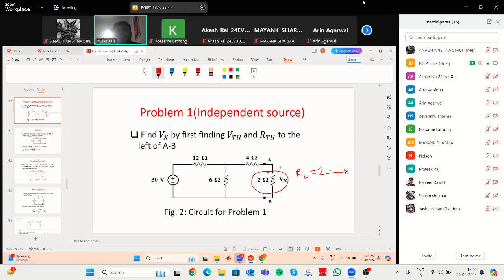As an end user, you are interested in how much voltage will be produced across this load RL, or how much current will be flowing through this load. These are the two things. If you know the voltage and current across this load, then you can also find out the power dissipated. So the basic thing is, you have to know the voltage across this load and the current flowing.